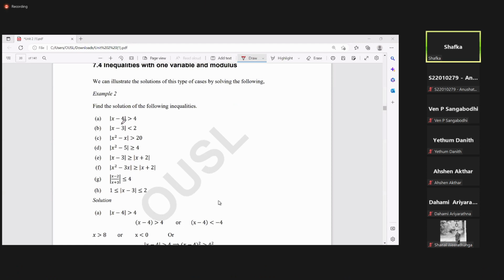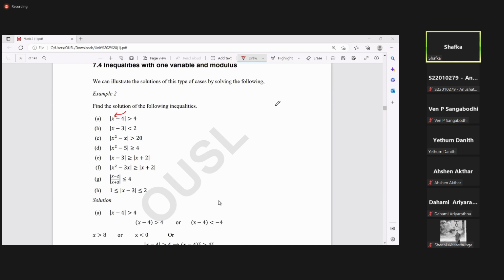Can we decide whether the middle part gives us a positive value? Anyhow, you have to get the solution for x. Whether it's a positive value or a negative value, can we decide it?